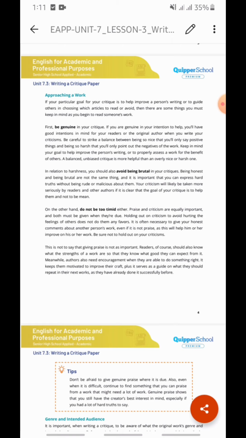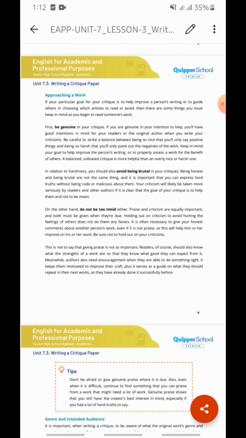It is often necessary to give your honest comments about another person's work, even if it is not praise, as this will help him or her improve on his or her work. Be sure not to hold him out on your criticism. So once na ka ng pag-iinan, jud mga tao na, ay nindot siya, di ba mas naga-improve sila, mas kung napay ibang tao na pag ginainan mo siya mga negative, mas na-improve sila, pero lahi-lahi yun ang mga pananaw sa ibang tao. So, this is not to say that the giving praise is not as important.